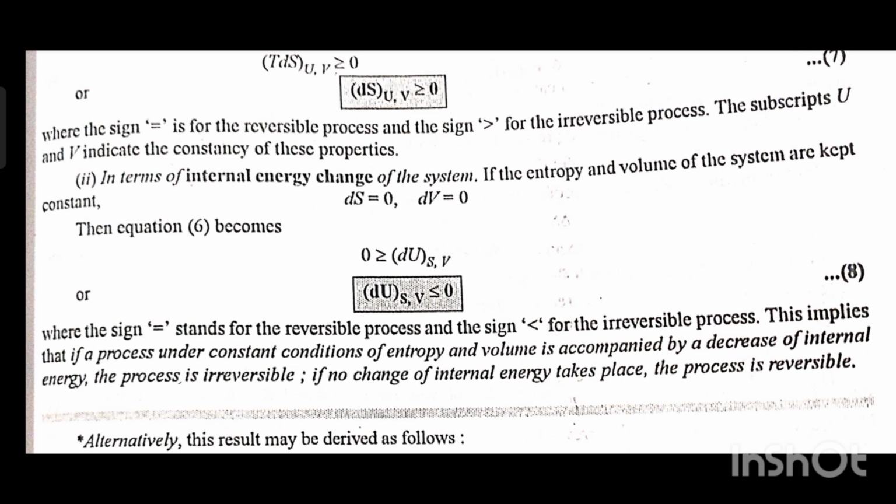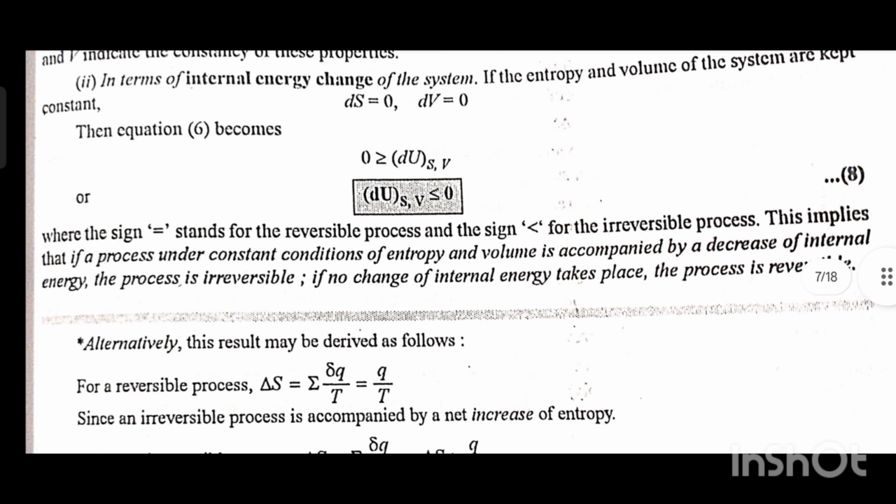Number 2, in terms of internal energy change of the system, if the entropy and the volume of the system are kept constant, that means dS = 0 and dV is also equal to 0. Then equation 6 becomes 0 ≥ dU_S,V, so dU_S,V ≤ 0, where the sign equal stands for the reversible process and the sign less than for the irreversible process.